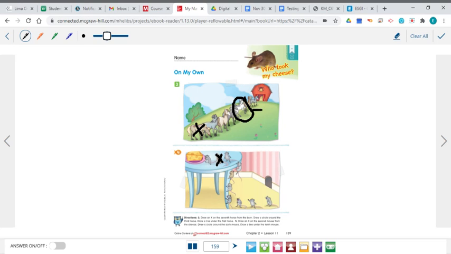The next direction says to draw a circle around the 6th mouse. So first, second, third, fourth, 5th, and 6th. Right there climbing up the table leg is our 6th mouse.